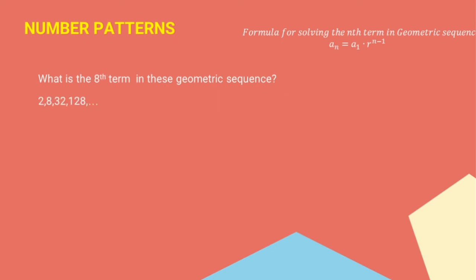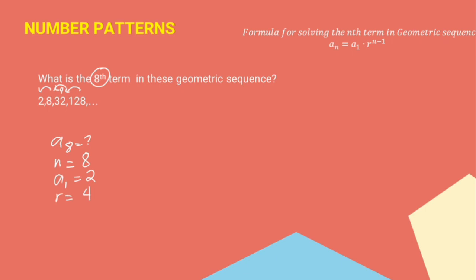Okay? So, this is our last example. What is the 8th term in this geometric sequence? We have 2, 8, 32, and 128. So, let us analyze again using a sub 1 and the common ratio. Now, pang ilang term po ba yung hinahanap, which is 8. So, the 8th term would be unknown here. So, a sub 1 is 2. And the common ratio is 8 divided by 2, that is 4. No? So, 32 divided by 8 is 4. 128 divided by 32 is also 4.